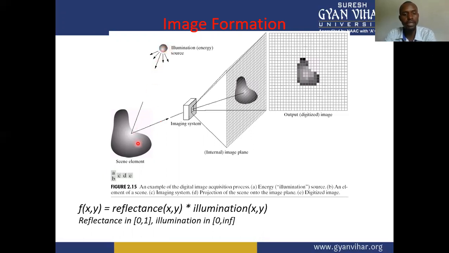Then the next thing we need is a scene element. This scene element is basically an object from which we want to capture an image. The third requirement we need is an imaging system. This imaging system can either be the human eye, or it can be a camera. So this camera is basically an imaging system.